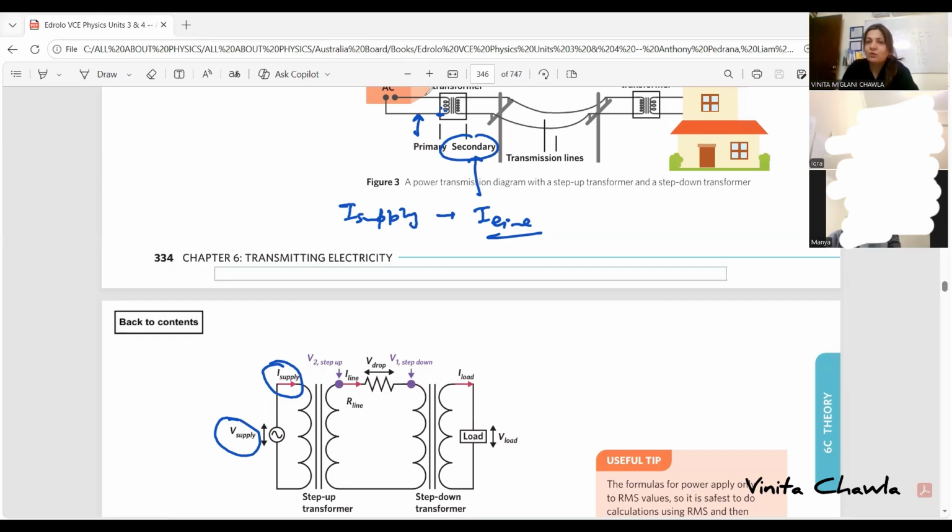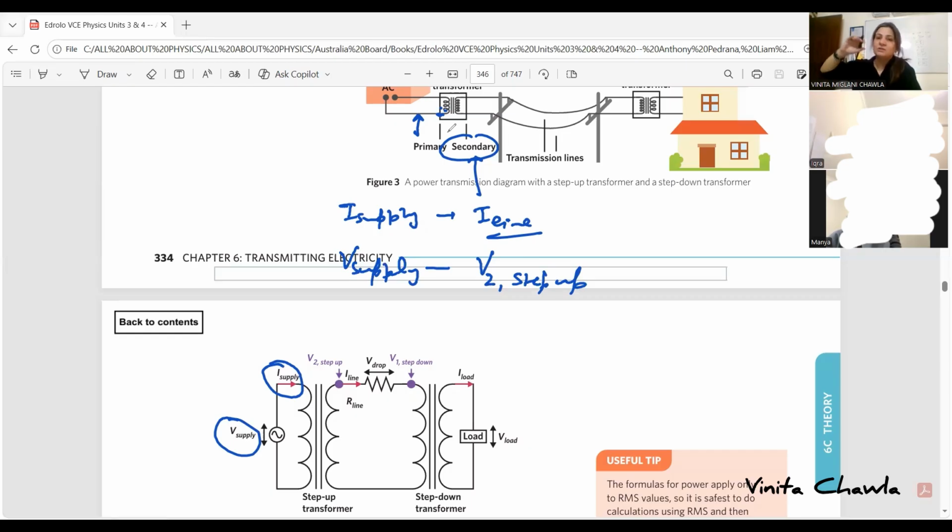So the voltage that you are going to collect in the secondary coil would be different, no? If your I supply is converting into I line, then your V supply will also convert into something. And for that V, we are writing V2, because this is the secondary coil, so we wrote 2, of step up, comma step up. Easy. This is being collected in the secondary coil of the step up. Okay, that much is done.